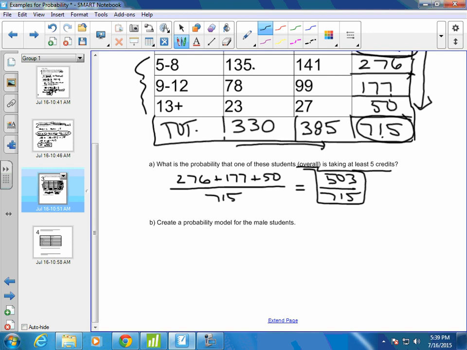Now it wants to create a probability model for the male students. All right. Well, probability model, we basically need to just make a table here.